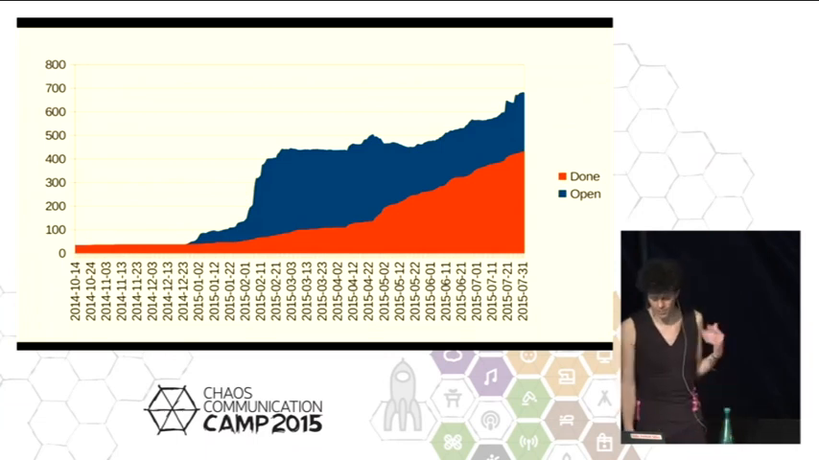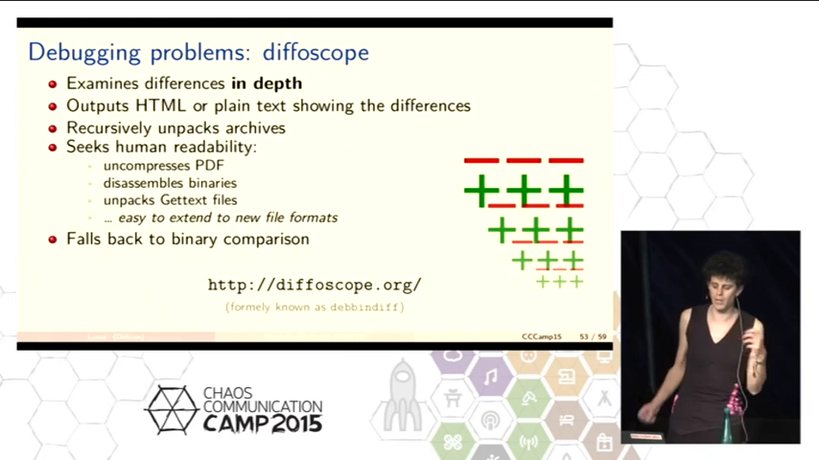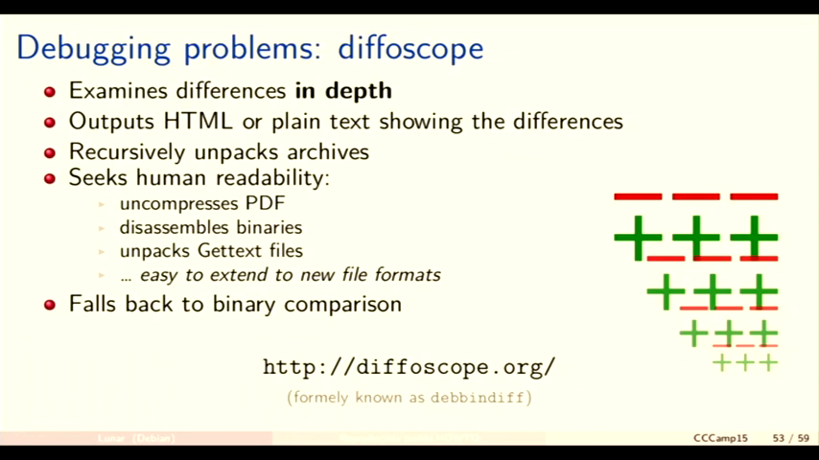I believe that's also because we enabled maintainers and ourselves to spot the differences between these two builds and understand them. So we wrote this software called diffoscope. The idea is that it examines differences in depth, and it outputs HTML or plain text. To do that, it recursively unpacks archives, because you don't really want to compare two different .tar.gz files. That's meaningless, because it's compressed, so you'll get different output if any of the files in these archives are different. You want to get to the bottom of this, so it recursively unpacks every archive it finds in every archive.